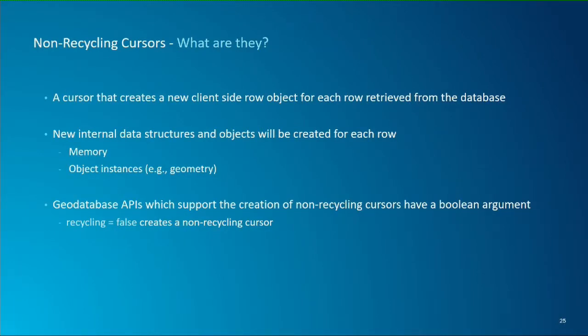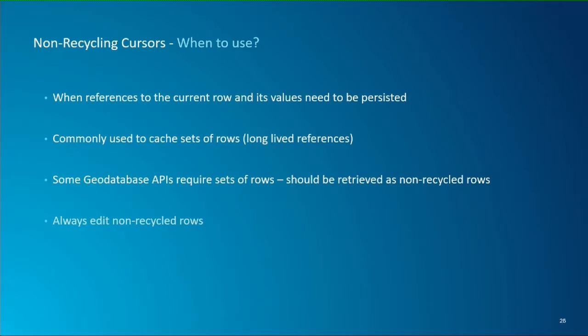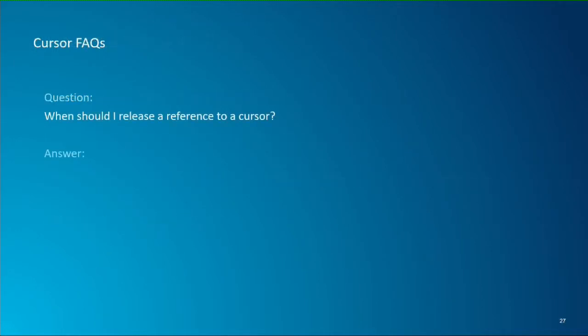Non-recycling, that's a cursor. It creates a new client-side row object for each row that's retrieved. We allocate new memory. We create new object instances, including geometry. Okay, kind of the opposite of recycling. When do you use them? When you need to modify something or you need to persist it, you need to update it. If you need to cache a bunch of data on your client, you want to use non-recycling cursors. Okay? And that's what you edit. You edit non-recycling cursors.